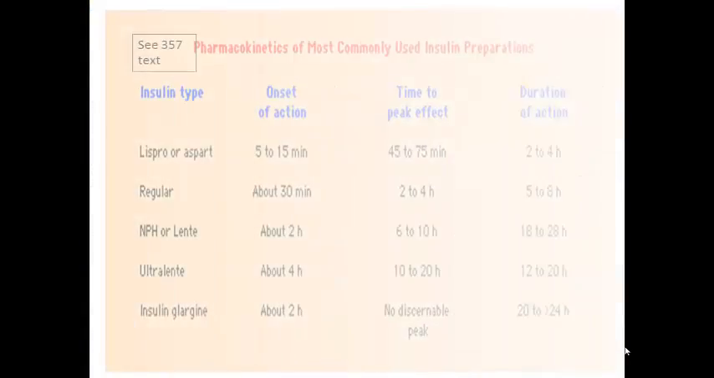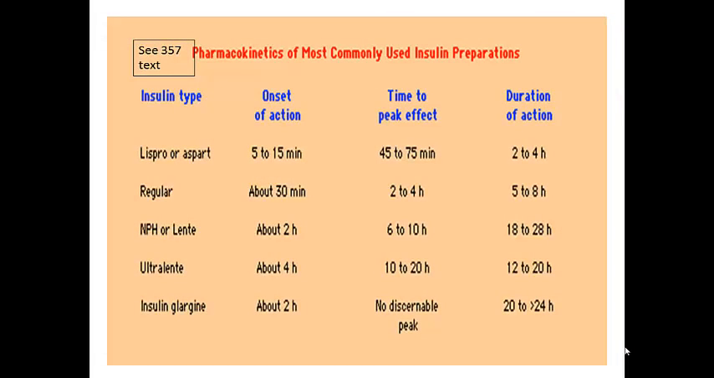The next chart summarizes the action times of different insulins. The short-acting insulins like Lispro and Aspart have an onset of action of approximately 15 minutes. They peak 1 to 2 hours after injection and have a duration of action of 4 to 6 hours. This is important to remember when you get to the lessons on the insulin pump.